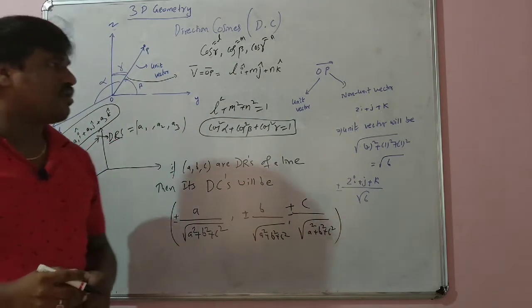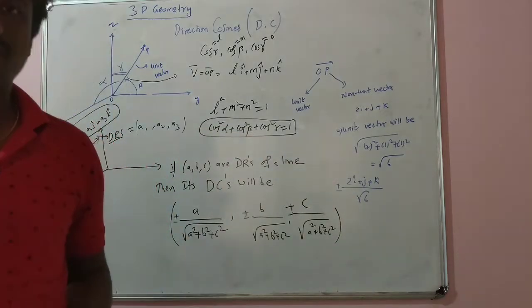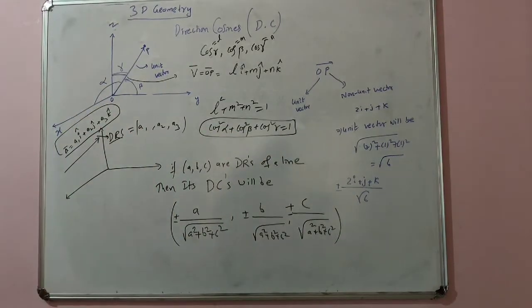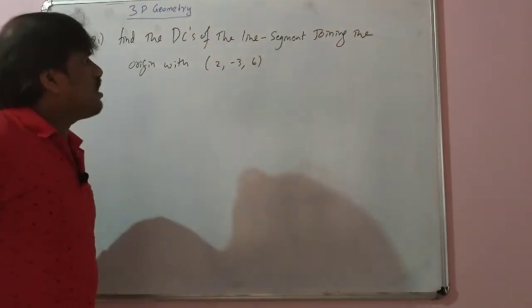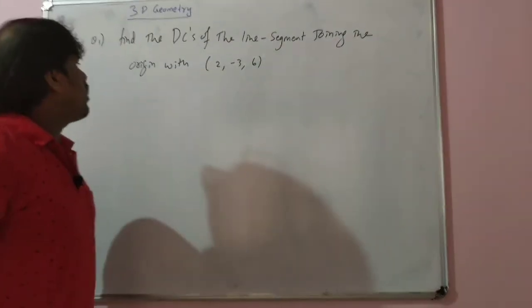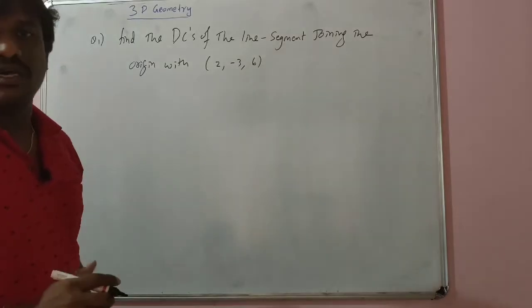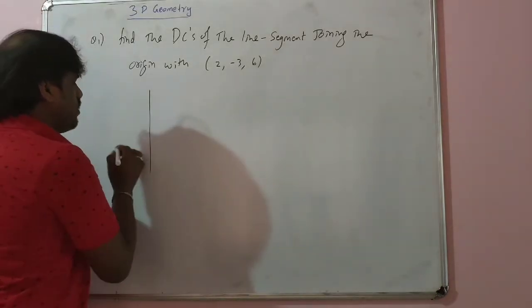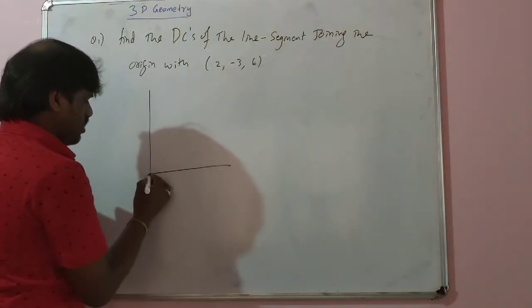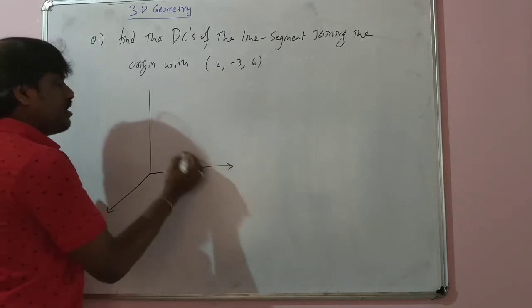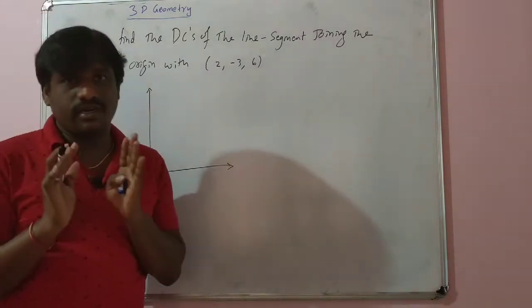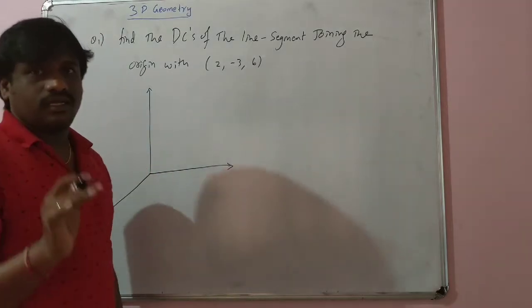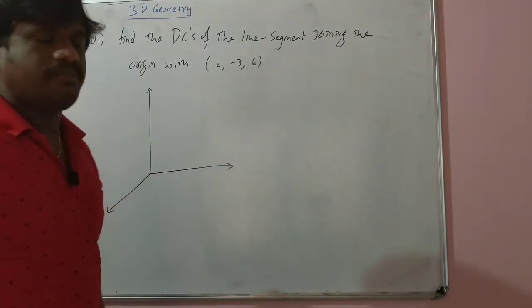Based on this concept, let us solve some problems. You will understand more clearly. Let us see this question: find the direction cosines of the line segment joining the origin with this point. What is the meaning of this? I just told you in the previous lecture. I explain once again because this is a most important concept, and within 10 days I'll finish this chapter.